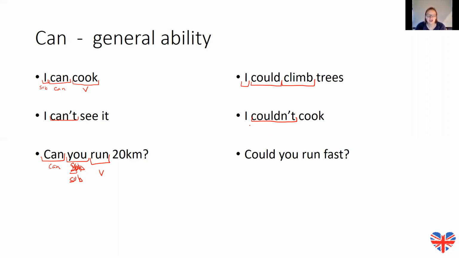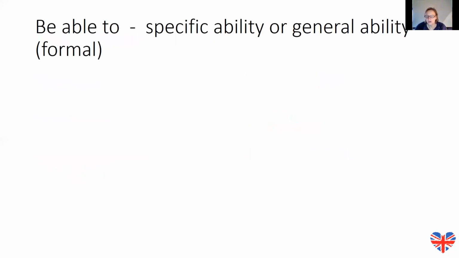Couldn't is a contraction of could not. So if you want to be more formal, you can say could not. And then again, your question, you need to invert your subject and your modal verb. So fairly straightforward. Next one I want to look at is be able to.